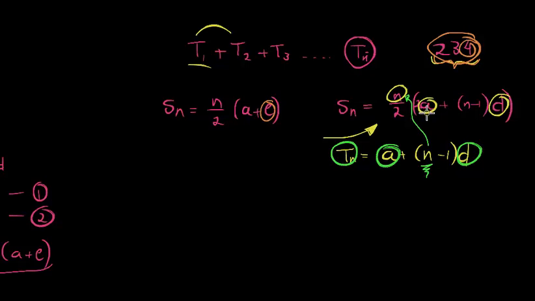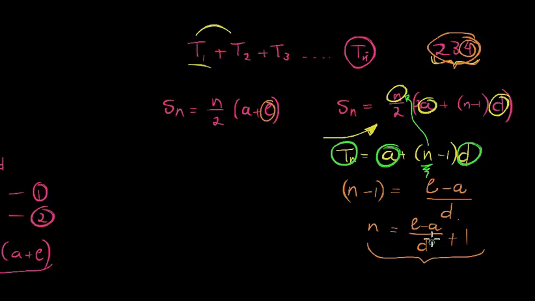Okay. Is there a different way? Let's see if we solve for n here, if there's an easier way. n minus 1 is taking the last term minus the first term, divided by the constant difference. So n is the last term minus the first term, divided by the constant difference, plus 1. You could do that if you want to remember this formula.